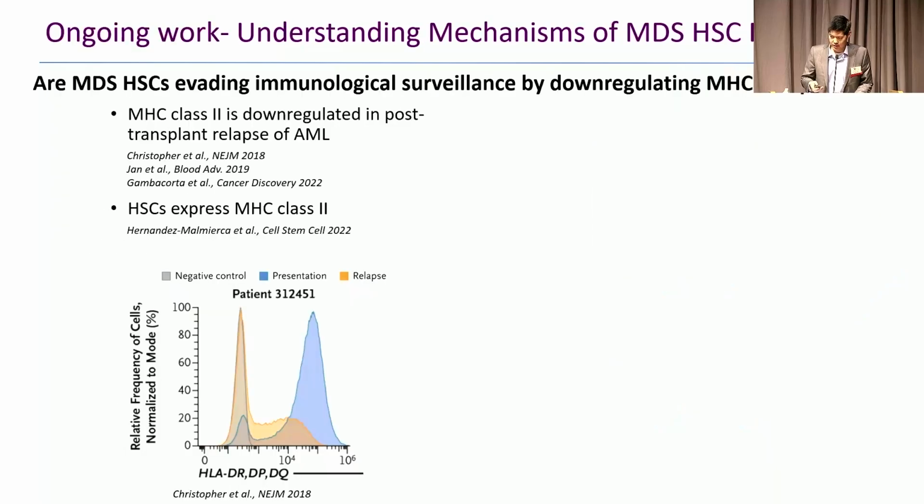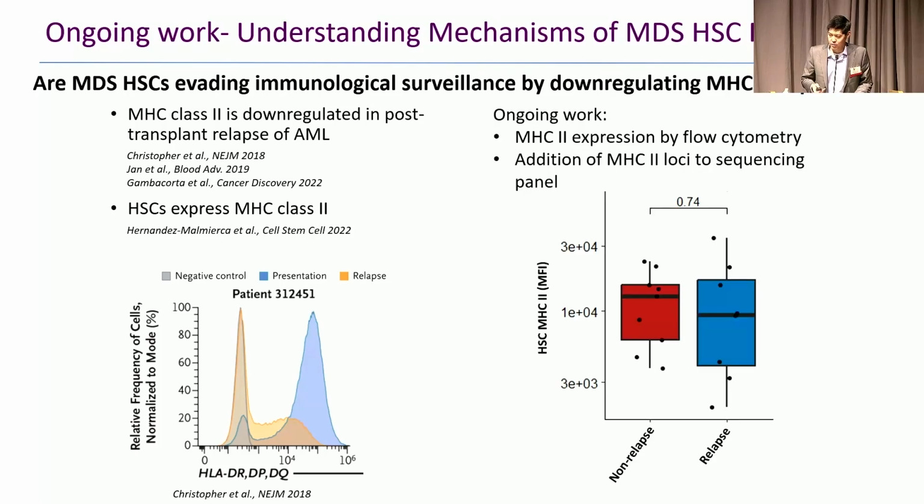So I'd like to finish up by talking about a little bit of the mechanistic work we're doing. We're trying to understand if MDS stem cells evade immunologic surveillance by downregulating MHC2, as has been described in relapse after transplant for AML. Recent work by Simone Haas's group has shown that HSCs do express functionally relevant MHC class II. We've looked at this by flow. It's in our sequencing panel to look for genetic loss. And long story short, we really see no evidence of this. So MDS biologically may really relapse in a very different way from AML.